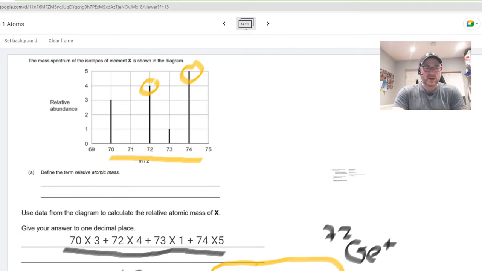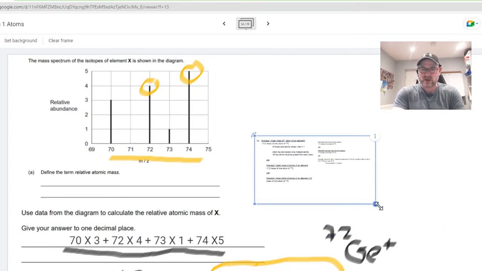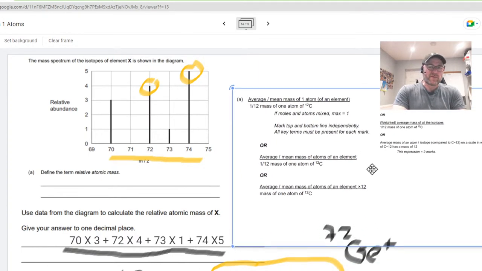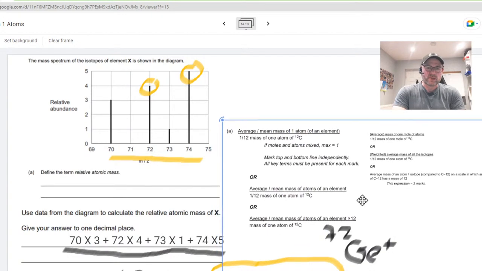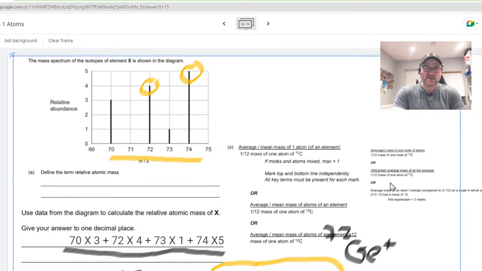Right, now we're going on to a super hard question. It's tricky. These are all the definitions that go there. Don't worry about those. They're all the definitions of relative atomic mass. There's only one that I like, and it's the one I used at the start, so you can look back at that.